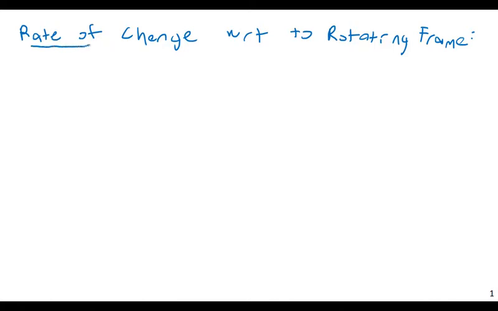Rotating reference frames can be useful for analyzing many types of problems. Systems that are obviously rotating, engines, pumps, any kind of system that you want to analyze the internal forces when it is rotating. All right, so let's see here.